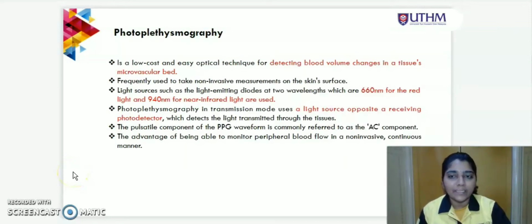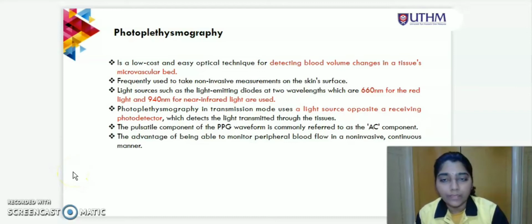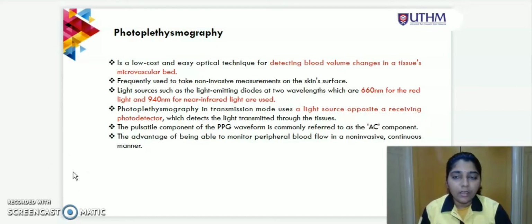Next, I would like to explain photoplethysmography. Photoplethysmography is also known as PPG, and it is a low-cost and easy optical technique to detect blood volume changes in a tissue's microvascular bed. So it is frequently used to take non-invasive measurements on the skin surface.